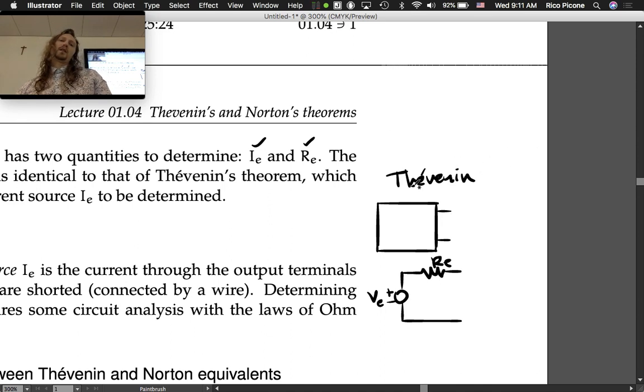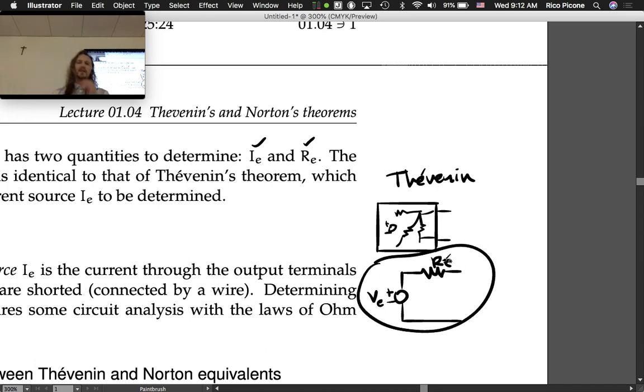Thevenin said that you could replace the bottom with the top one. It said you could replace this guy, with a whole bunch of resistors in here and sources and all kinds of stuff connected in all kinds of strange ways, you can replace all of that with this.